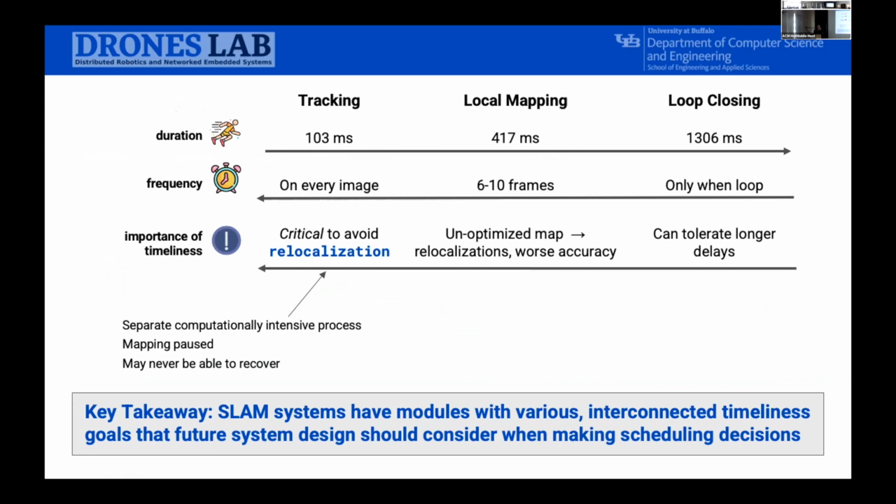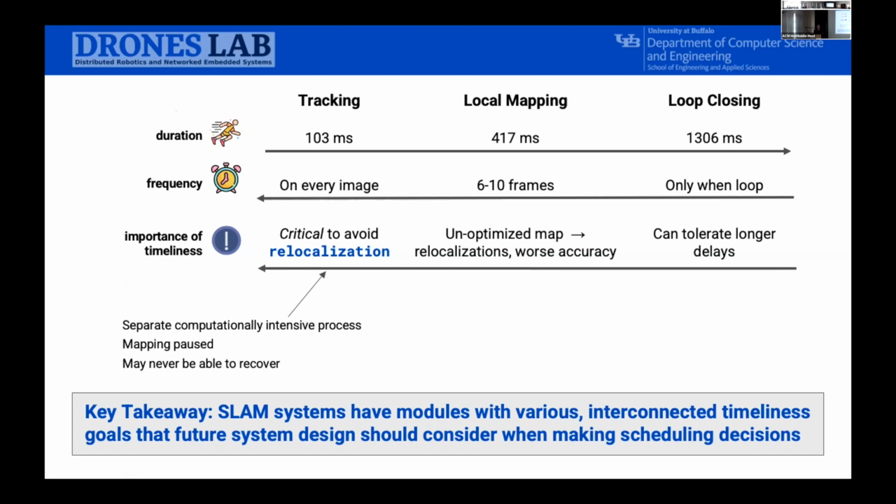So each of these modules has various timeliness constraints. The tracking module is actually the fastest of all three. On the resource constrained device, we saw that it takes 103 milliseconds on average for every single input image. However, it has to run very quickly, so it has to run on every single image from the camera.